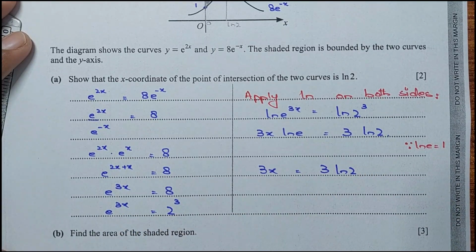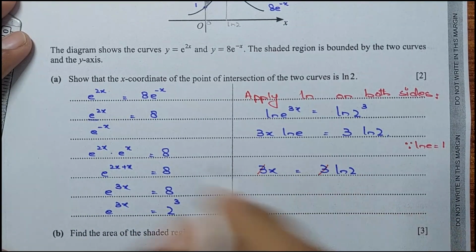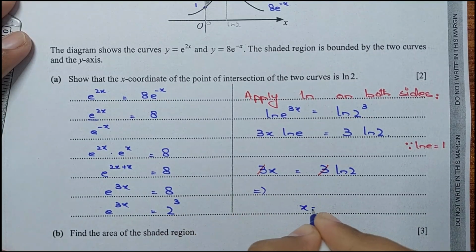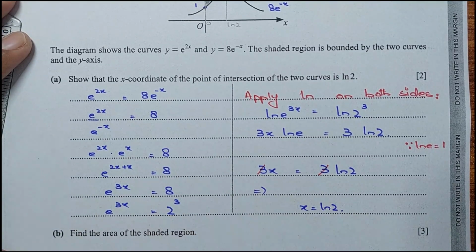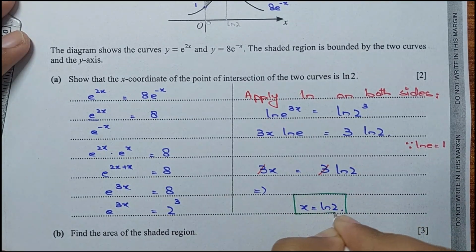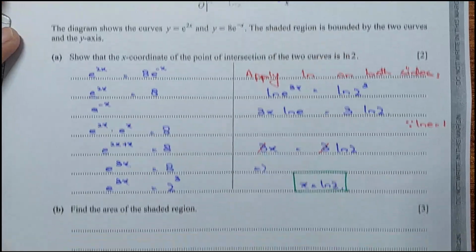So we can cancel the 3 on both sides. This 3 with this 3 is cancelled out, and we are just left with x equals ln 2. So it is proved that the x coordinate of the point of intersection of two curves is ln2. This is the x coordinate.